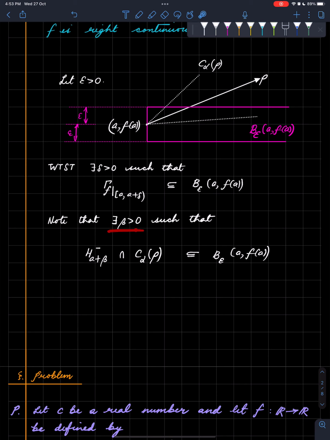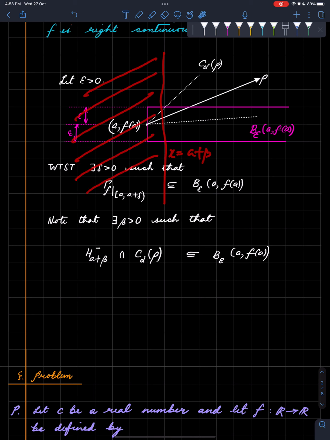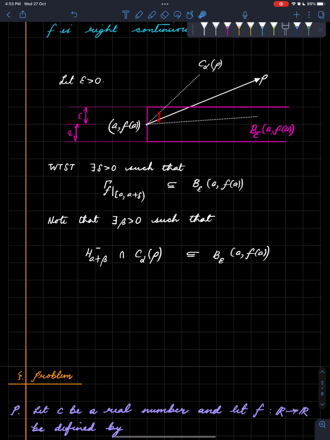So there is beta greater than 0 such that if you take this line, which is x equals a plus beta, and just consider all the points which are on the left of this line and simultaneously are in this cone. So the intersection is basically just this. The intersection is just that much. And this is contained in the right epsilon band. So the claim is that there is one such beta.